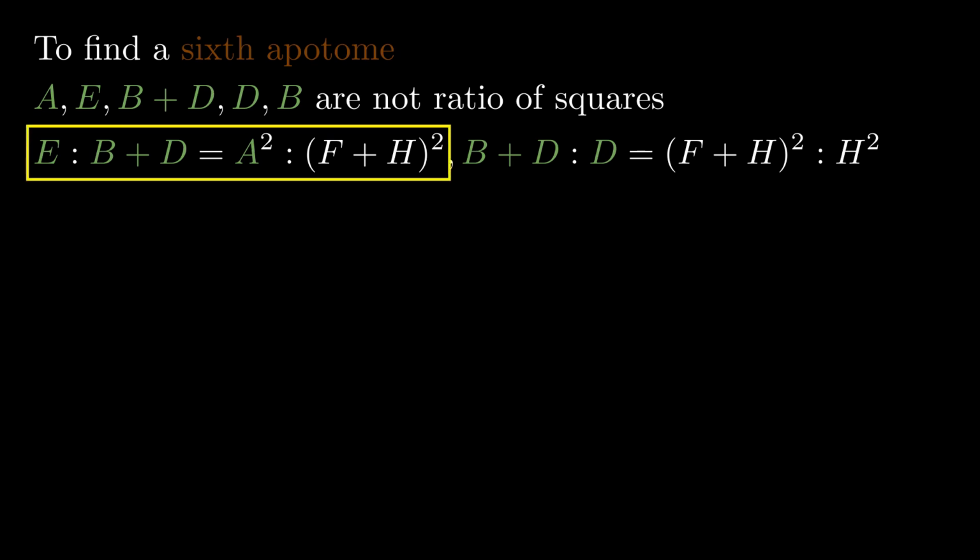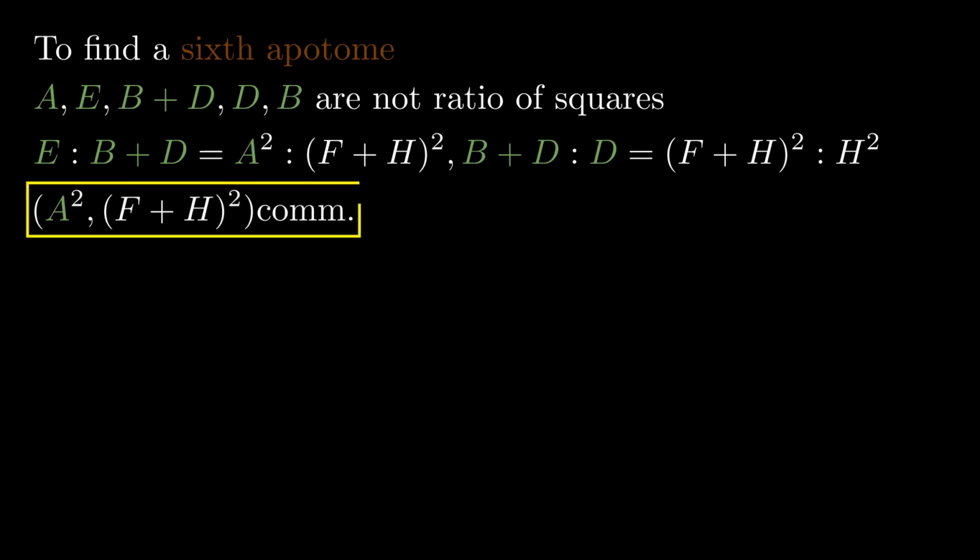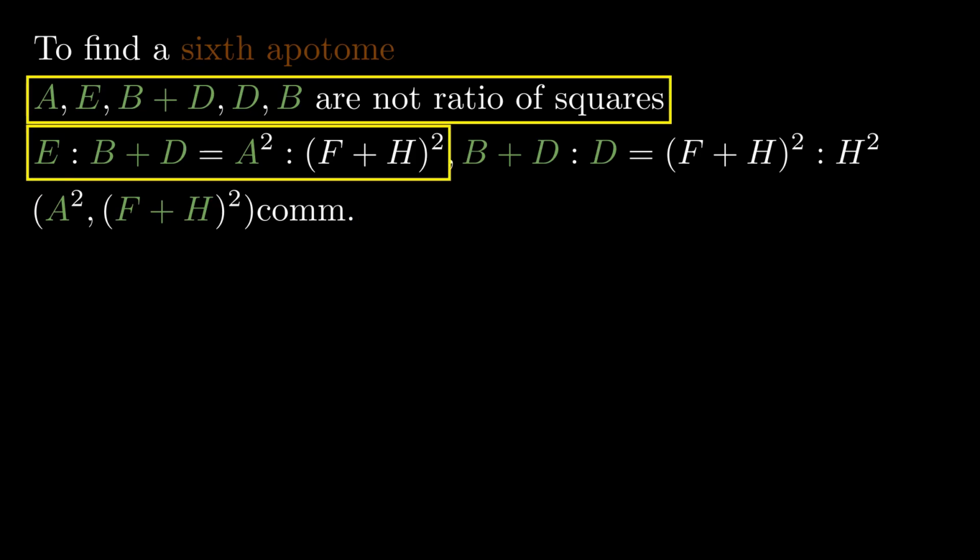E to B plus D is a ratio of numbers, so A squared to F plus H squared is as well, so A squared and F plus H squared are commensurable. A is rational, so A squared, F plus H squared, and F plus H are rational. E to B plus D is not a ratio of square numbers, so neither is A squared to F plus H squared, so A and F plus H are incommensurable.